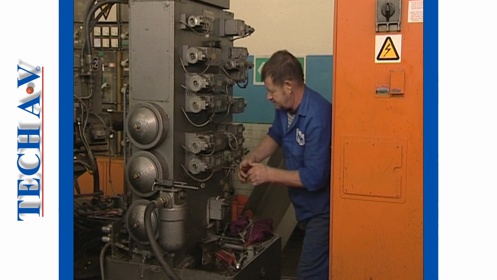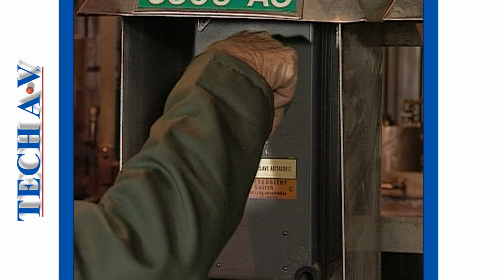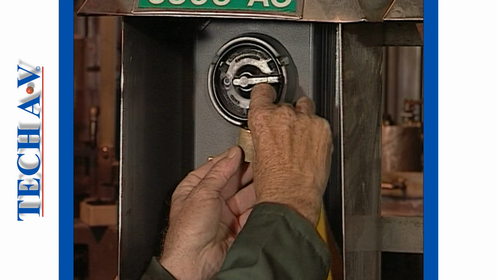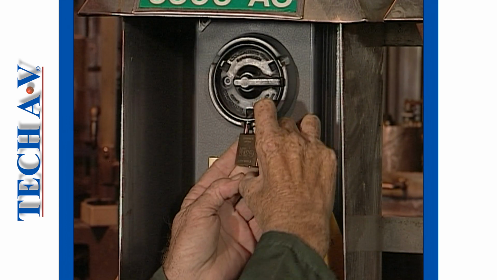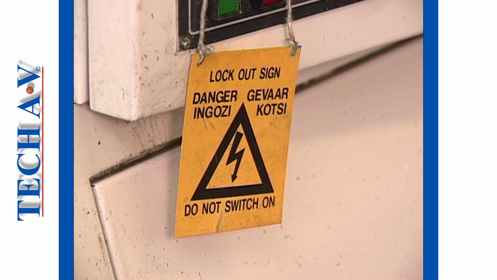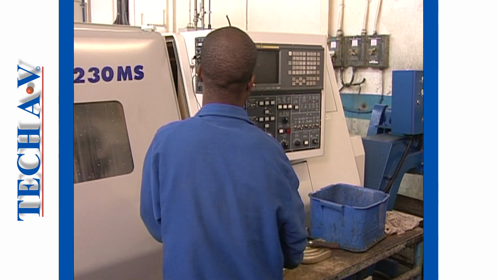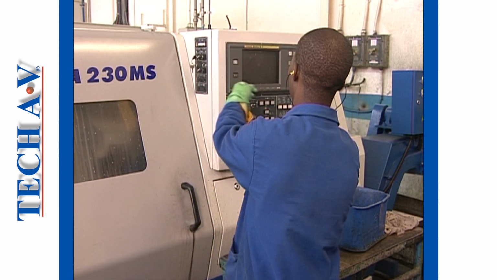Before you oil, adjust, repair or clean equipment, consult your supervisor on the correct lockout procedure for your workplace. After a lockout, before starting up equipment again, check that it is safe to use and that other people are clear of the equipment.